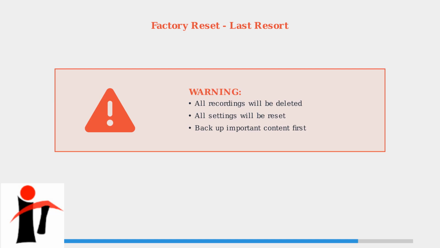As a last resort, consider performing a factory reset. However, this will erase all recordings and settings, so back up any important content first. This nuclear option can resolve persistent software-related recording issues.